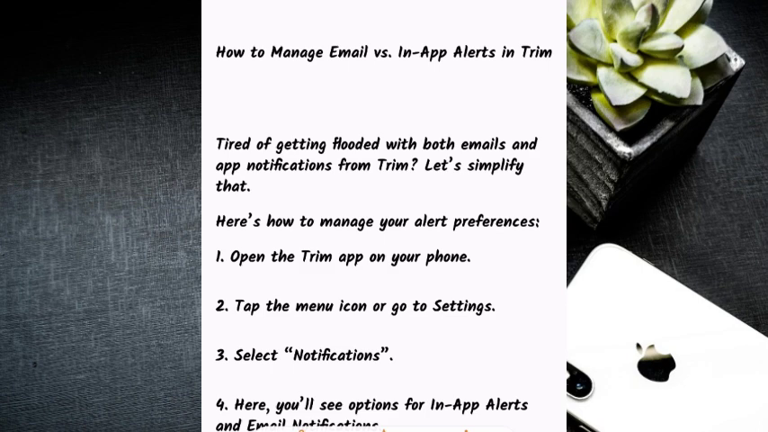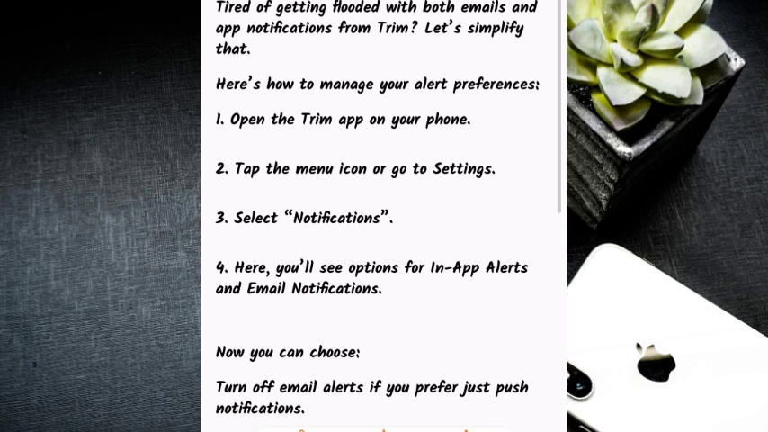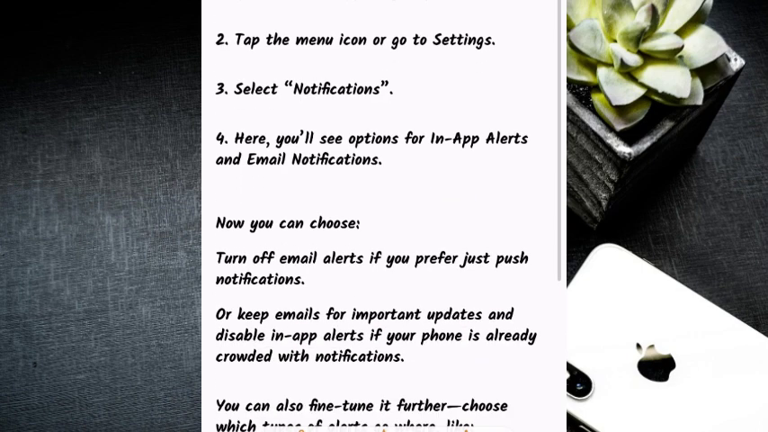First, open the Trim app on your phone, and then you're going to tap the menu icon, or you could just go to Settings. Under Settings, you're going to select Notifications, and here you're going to see the option for in-app alerts and email notifications. Now you can choose to either turn off email alerts if you prefer just push notifications, or you could keep emails for important updates and disable in-app alerts if your phone is already crowded with notifications.